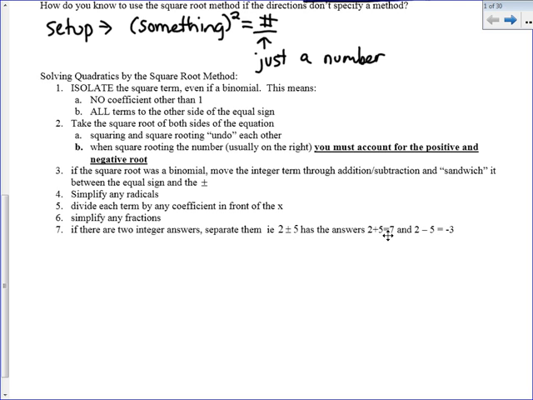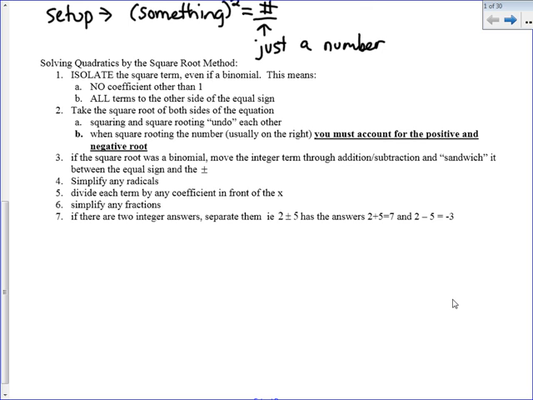You can tell me what 2 plus 5 is. You can tell me what 2 minus 5 is. They both work. So that's the only time I make you separate it. I'm going to separate it on all of them just to get in the habit to make sure that you're including your plus or minuses.